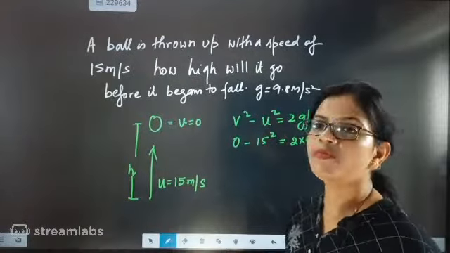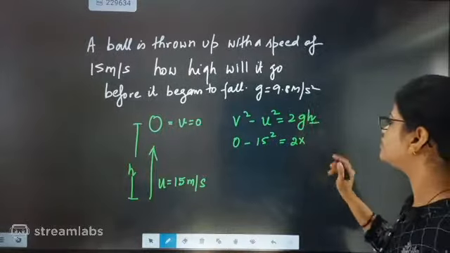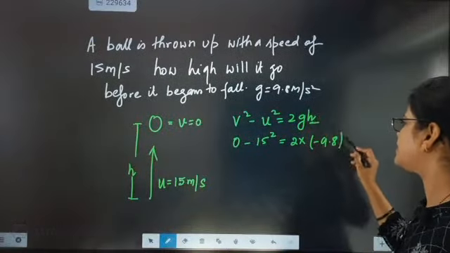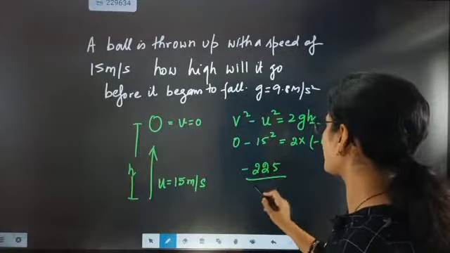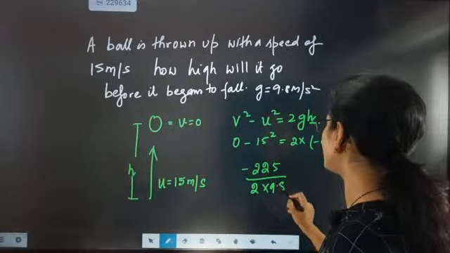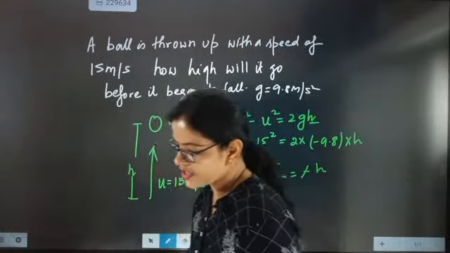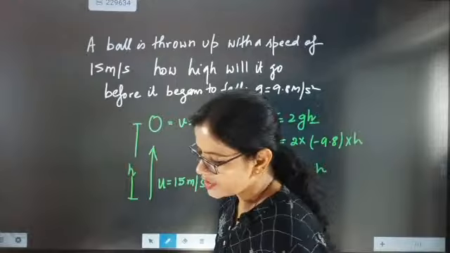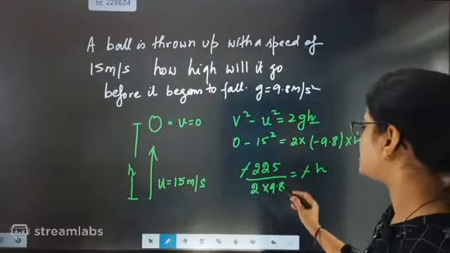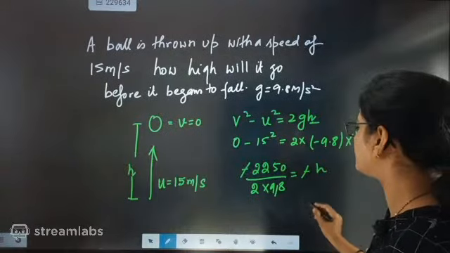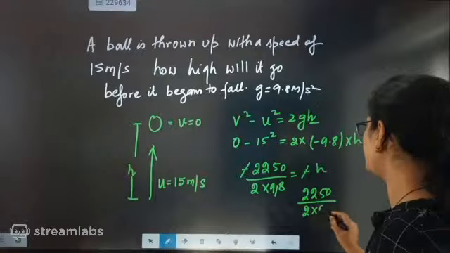So will 9.8 be positive or negative? Since the object is doing work against gravity, the acceleration due to gravity will be negative. So it is minus 9.8 into h. So minus 225 by 2 into 9.8 equal to minus h. h and h will get cancelled, the minus signs cancel. So it is exactly going to come as 2250 by 2 into 98.